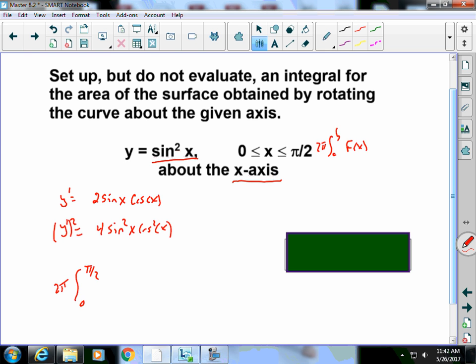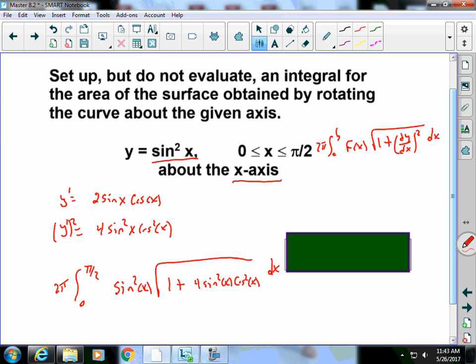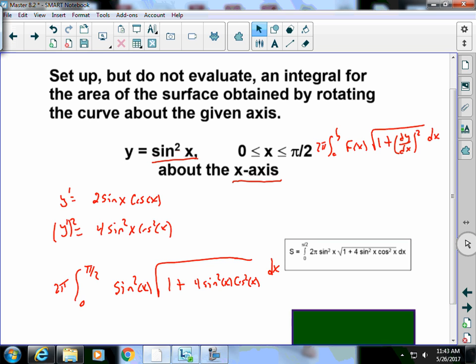f of x times the square root of 1 plus dy dx quantity squared, dx. So my f of x is just sine squared x times the square root of 1 plus my dy dx squared, 4 sine squared x cosine squared x, dx. And that's my problem. I'm not supposed to evaluate it. So that's all I'm going to do for this problem.